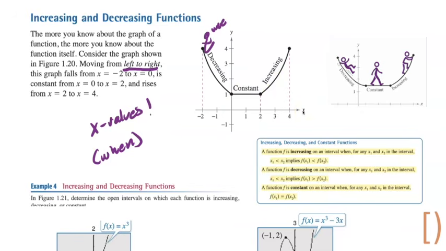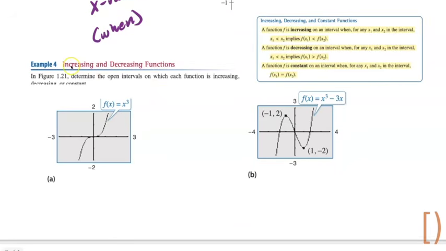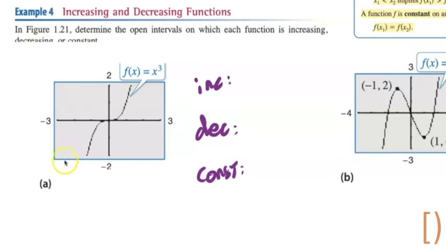That's the big deal with this. So, a quick example. Determine the open intervals on which the function is increasing, decreasing, or constant. So I'll just put increasing here, decreasing, and constant. First one here. If you look at it, it's increasing. If it's going up, it's increased from here to here. It kind of stops for a split second, then it increases again.